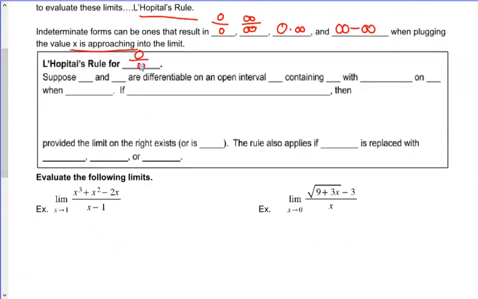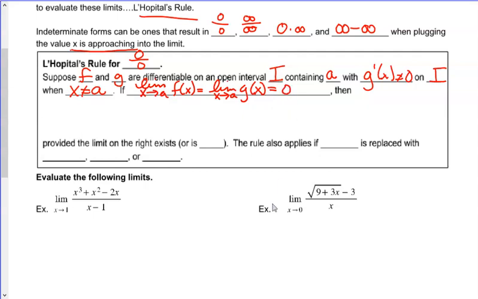L'Hopital's rule for the indeterminate form of 0 over 0. So, suppose that f and g are differentiable on an open interval I that contains a with g prime of x not equal to 0 on that interval. And you'll know why here in just a minute, why we have to have that when x is not equal to a. Now, if the limit as x approaches a of f of x equals the limit as x approaches a of g of x, both of those are equal to 0, then L'Hopital's rule says this.